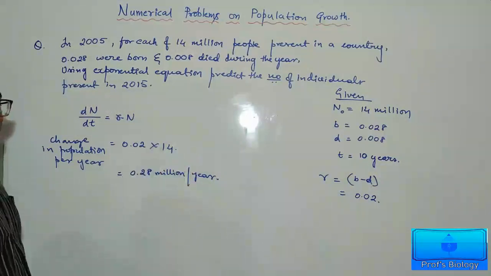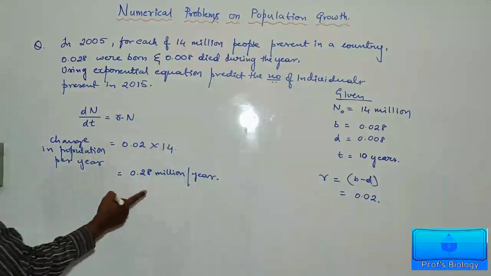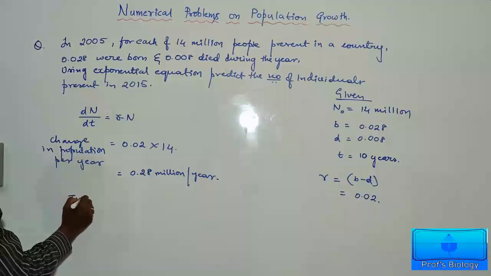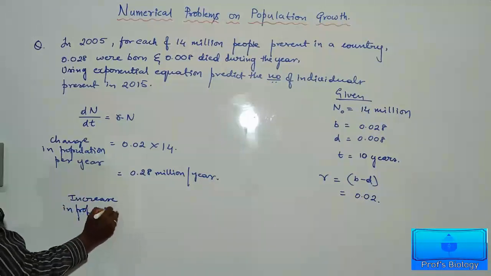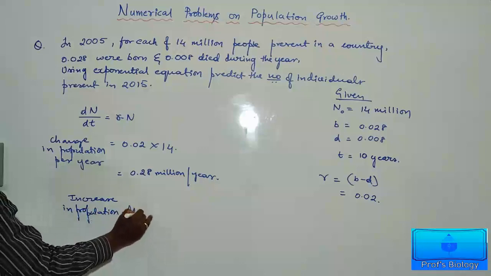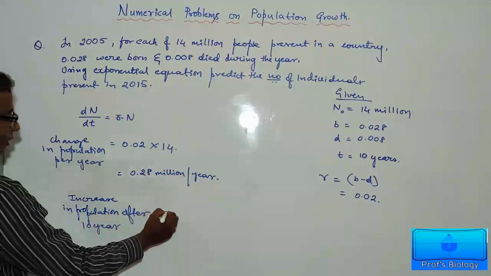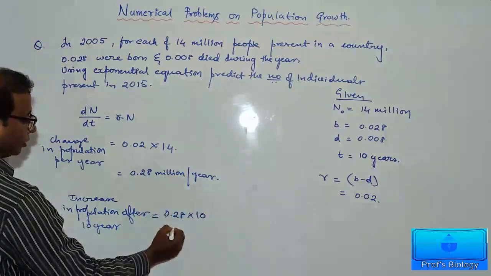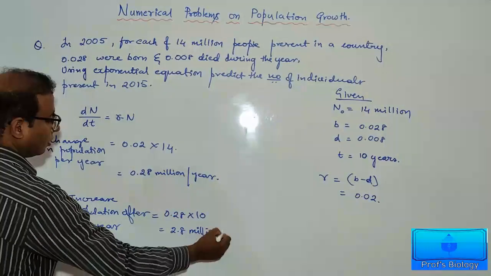But we have to find out population at the end of 10 years. So we would multiply this by 10. So increase in population after 10 years would be 0.28 into 10, which is 2.8 million.